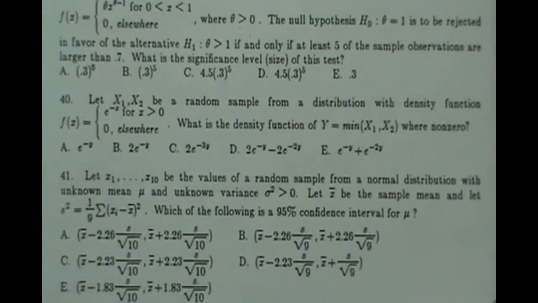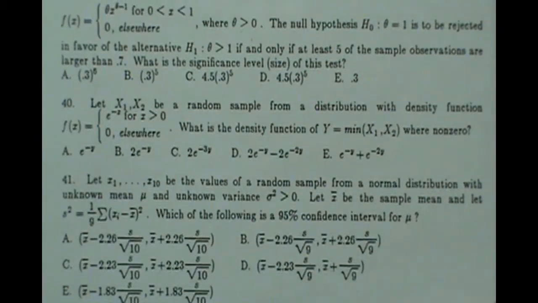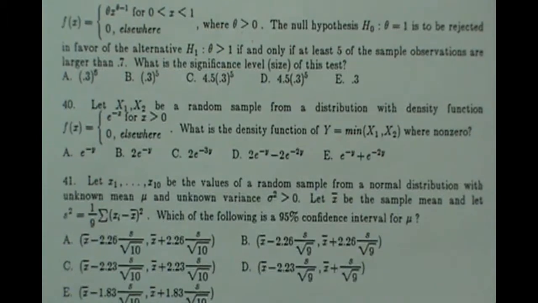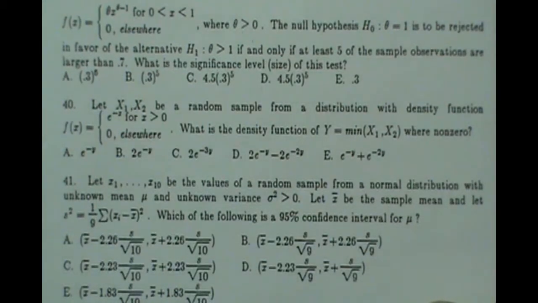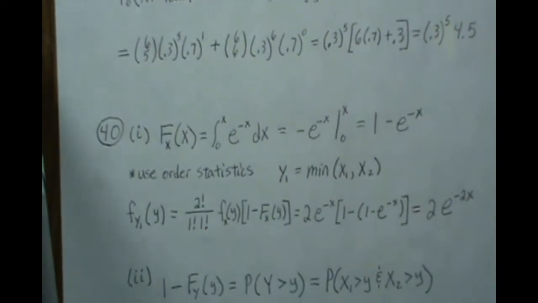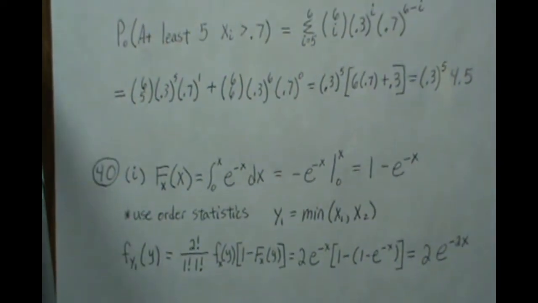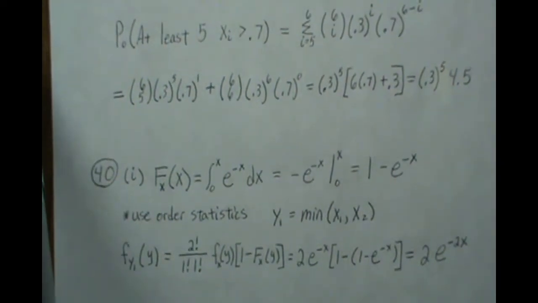Number 40, let X1, X2 be a random sample from a distribution with density function f of x equal to e to the minus x, x greater than 0. What is the density function of Y equal to the minimum of X1 and X2 where non-zero? Now, number 40, we're going to solve it 2 different ways.